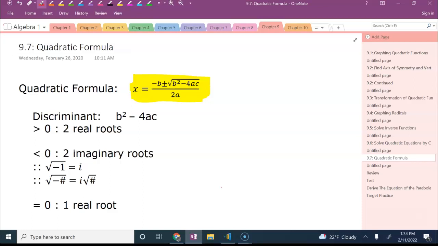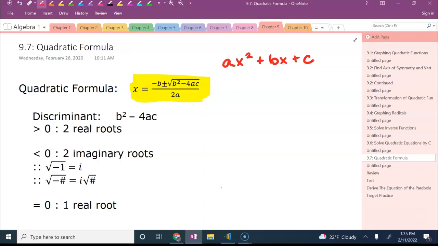So to solve for your x values, what you're going to do is take the opposite of your b term, plus or minus the square root of b squared minus 4ac, and it's going to be all over 2a. Where the a, the b, and the c come from is your quadratic equation. Remember, we've been dealing with things that are in this form all chapter long. And so the a, the b, and the c come from those numbers that are sitting in your equation. So you're going to pull those numbers, plug them into your formula, and then evaluate.